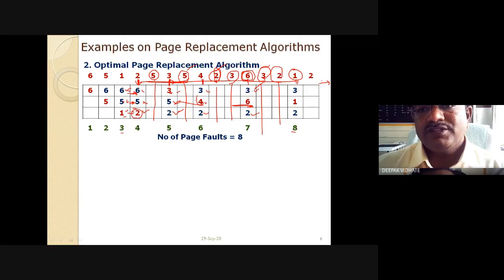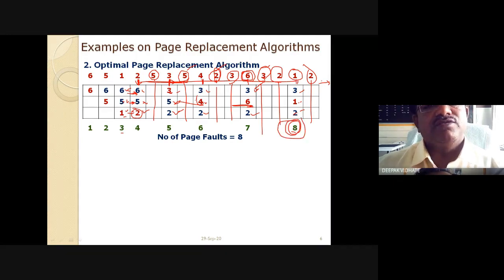So which is to be replaced? Only 2 is needed, so you can replace either 3 or 6. Here I have replaced page number 6, so that is 3, 1 and 2. For the next 2, there is no page fault because 2 is already available in memory. So how many total page faults? There are a total of 8 page faults with the help of this optimal page replacement algorithm, right?